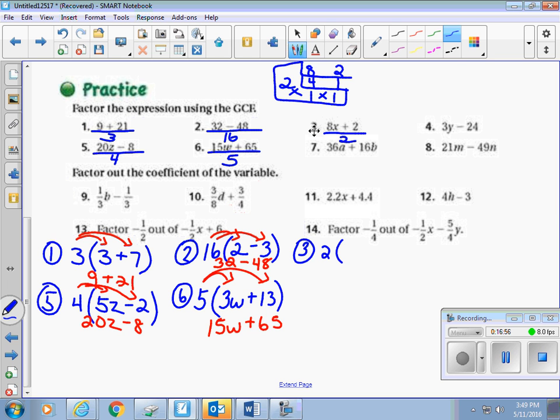And we're going to divide to get the factor that goes inside our parentheses. 8x divided by 2 would be a 4x. And 2 divided by 2 would be a positive 1. And then we're going to go back and distribute to check again. 2 times 4x is 8x. 2 times 1, positive 2. And that matches my original expression.